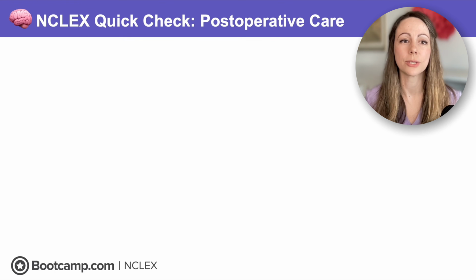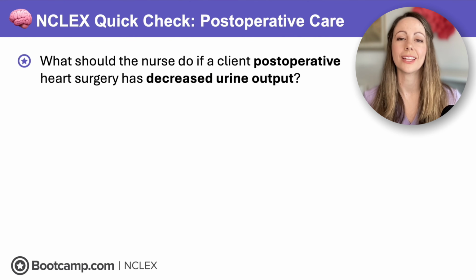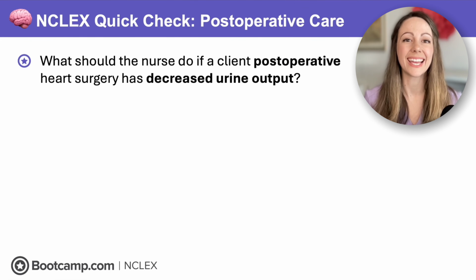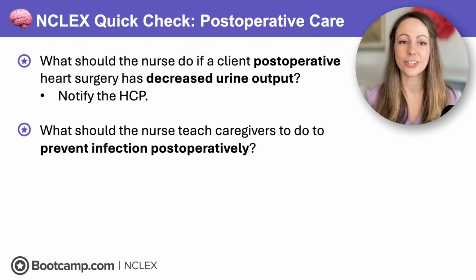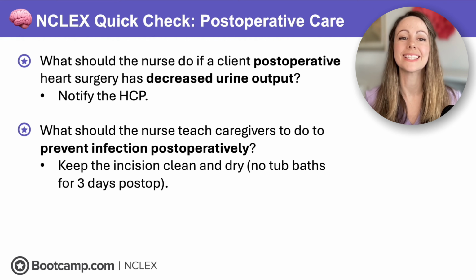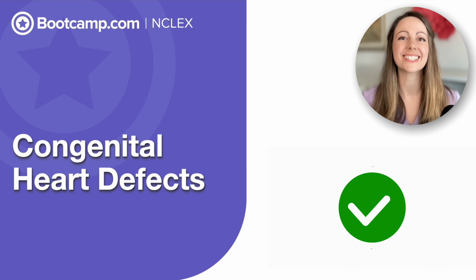For our last NCLEX quick check, what should the nurse do if a client postoperative heart surgery has decreased urine output? Well, that could indicate decreased cardiac output, so we need to notify that healthcare provider right away. What should the nurse teach caregivers to do to prevent infection postoperatively? Well, we keep that incision clean and dry. No tub baths for 3 days postoperatively. Now you can master congenital heart defects on the NCLEX.